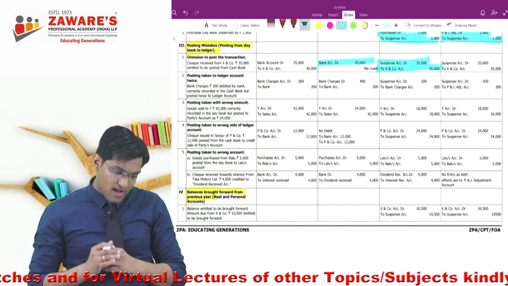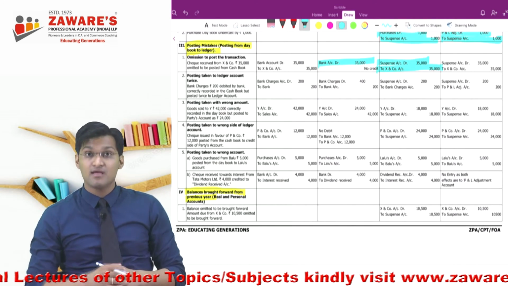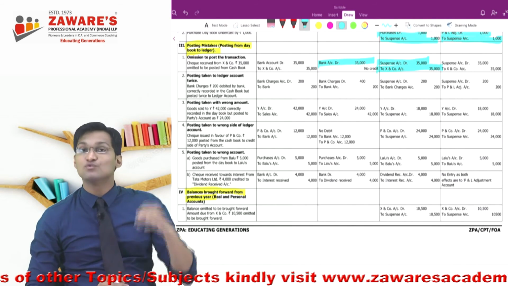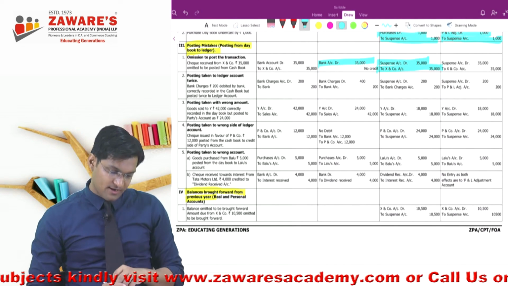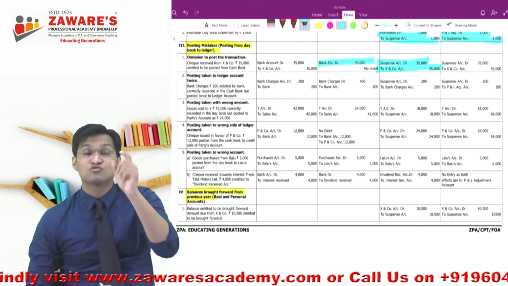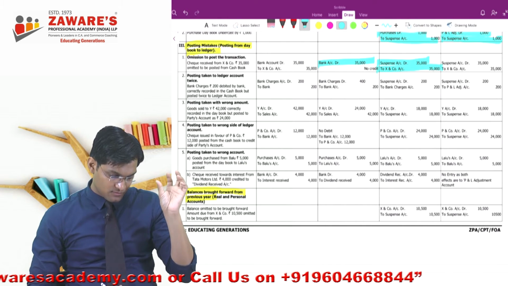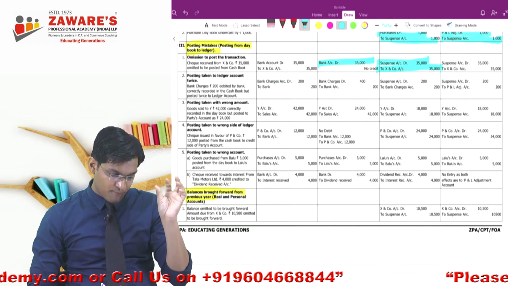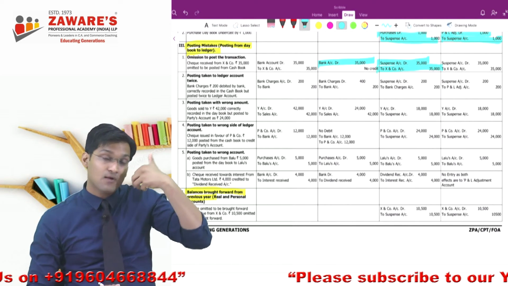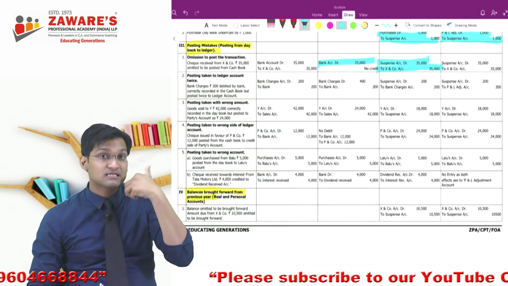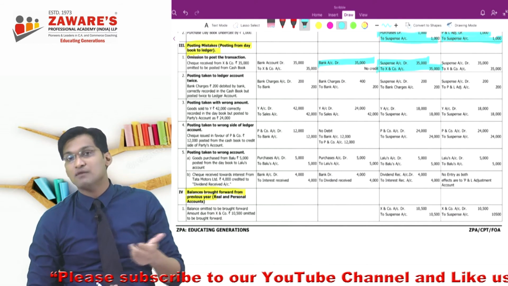Goods sold to Y 42,000 credit sales. Correct entry should be Y account debit to sales account credit. Recorded correctly in the day book. Day book means sales book, so sales account credit is correct. But posted to parties account as 24,000. Y account should have been debited, and Y account is debited. But by how much should Y account have been debited? 42,000. But instead they have debited by how much? 24,000.